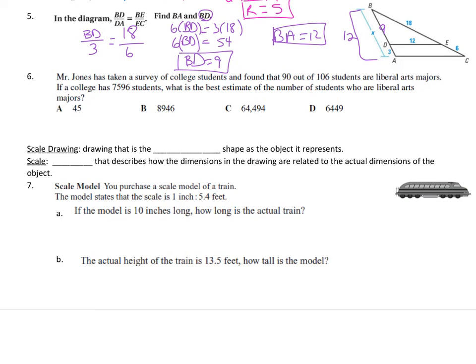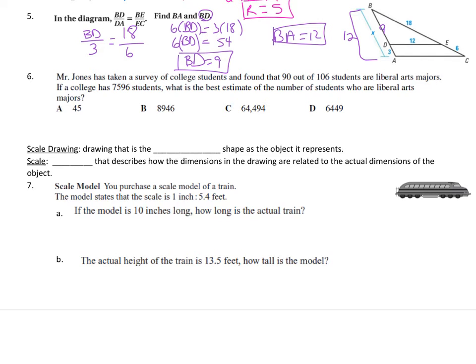For number 6, we need to set up a proportion. So we see Mr. Jones has taken a survey of college students and found that 90 out of 106 students are liberal arts majors. If a college has 7,596 students total, what is the best estimate of the number of students who are liberal arts majors?